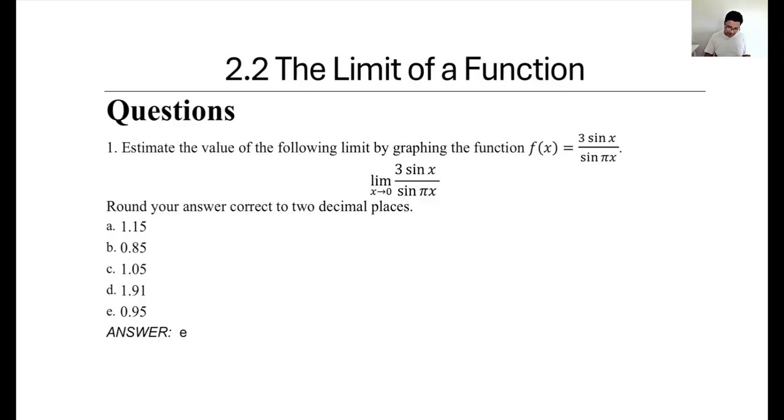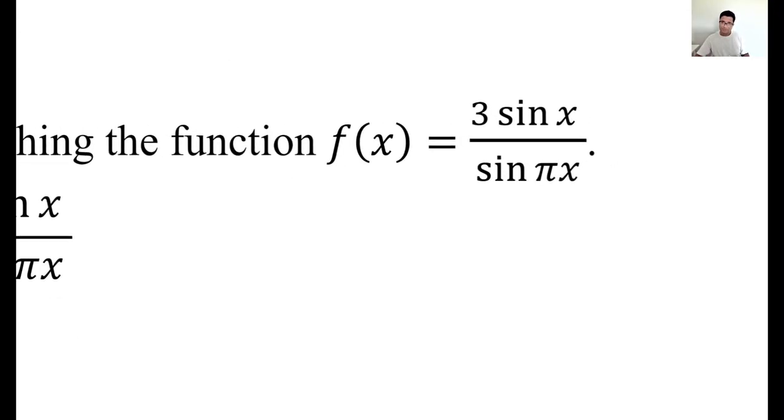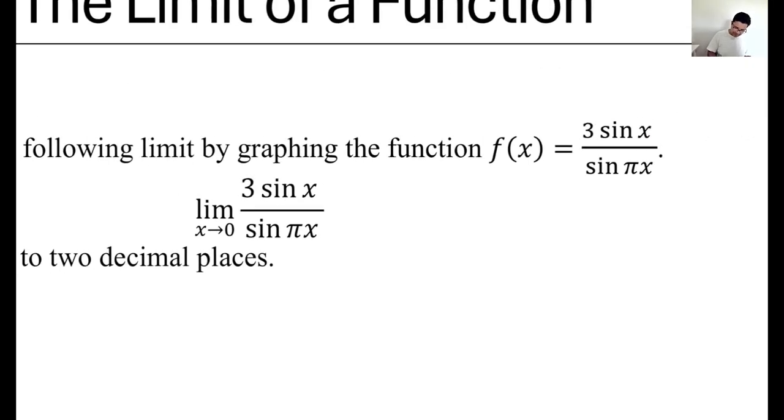Okay, so let me begin. The first problem you see here, the function is 3 sine x over sine pi x. And at a later point, as I was saying, with sufficient experience, you'll realize that as you take the limit of this function when x approaches 0, you can see that the limit is going to be 3 over pi.